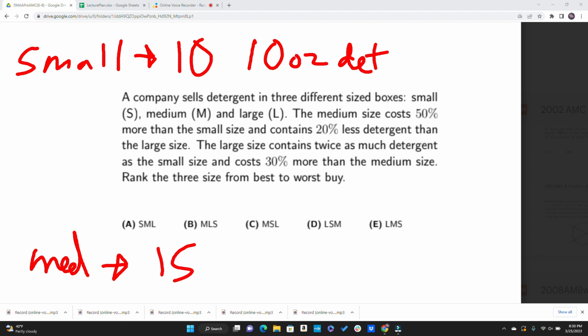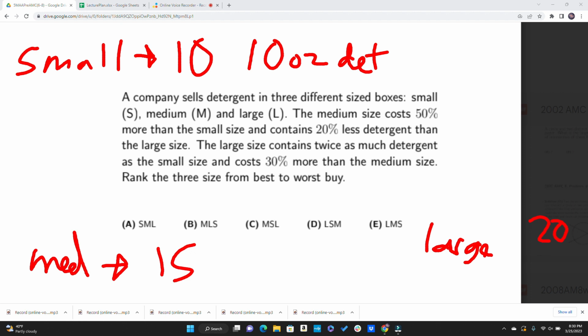The large size contains twice as much detergent as the small size. So large size has twice as much detergent as the small size. Small has 10, large would then have 20, twice as much. And costs 30% more than the medium size. Remember, the medium size costs $15. So how much would the large size cost?